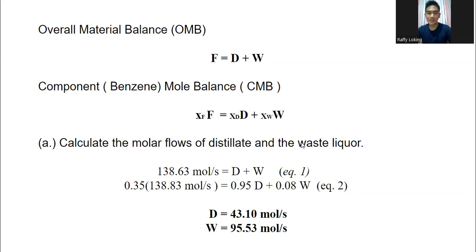So to calculate the molar flows of distillate and waste liquor, we have 138.63 moles per second is equal to D plus W. That is our equation 1. And for our equation 2, we have 0.35 times 138.63 moles per second is equal to 0.95 D plus 0.08 W. So for the distillate, we have 43.10 moles per second. And for the waste, we have 95.53 moles per second.